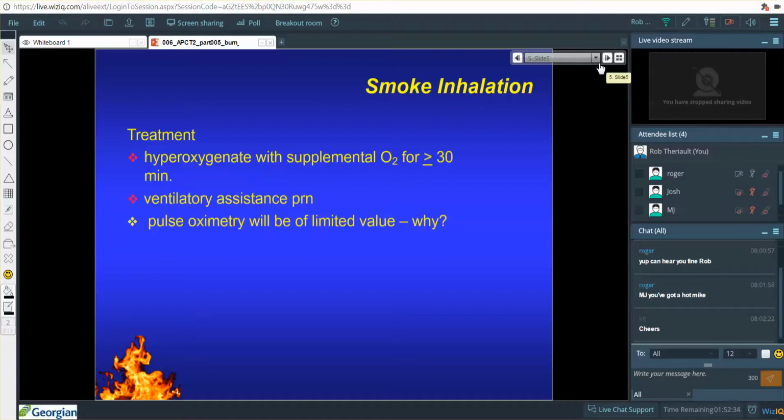Why is there limited value to pulse oximetry? Anybody? Feel free to jump on the mic. CO's got a greater affinity, but that doesn't really tell us why pulse oximetry is of limited value. Why does it provide inaccurate readings specifically?